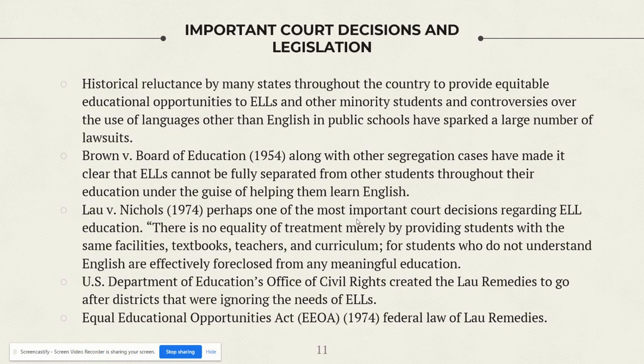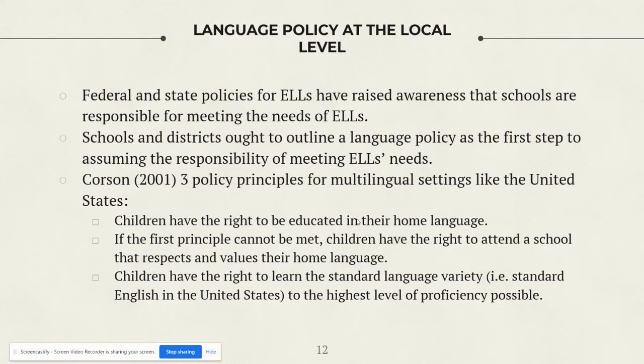And the Equal Education Opportunities Act in 1974 was federal law of Lau remedy. So Lau remedies then turns into this Equal Education Opportunities Act. And that's what we currently see today. So at the local level, that was federal Supreme Court type issues. At the local level, we see that federal and state policies for English language learners have raised awareness that schools are responsible for meeting the needs of this group of students.